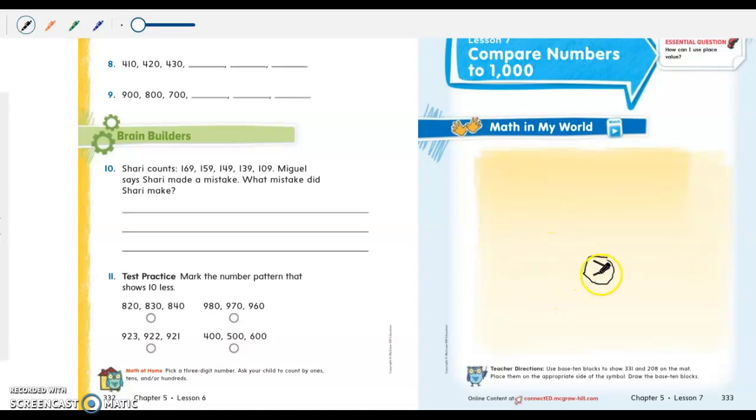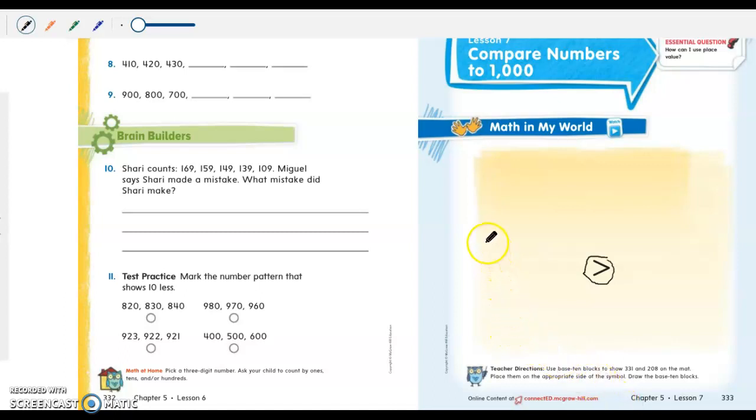Since this is the greater than sign, the sentence must be true with the numbers because this symbol cannot be moved. So is 331 greater than 208, or is 208 greater than 331? We are going to determine that by using base 10 blocks. We start off with the place value with the highest value. So which place value has the highest value in both numbers? It would be the hundreds place.